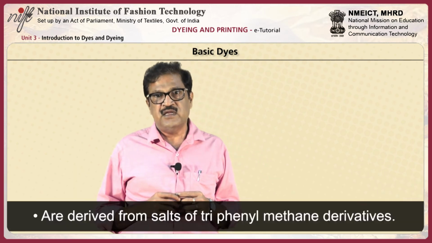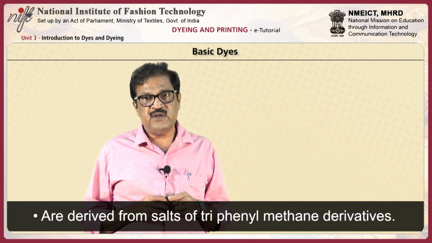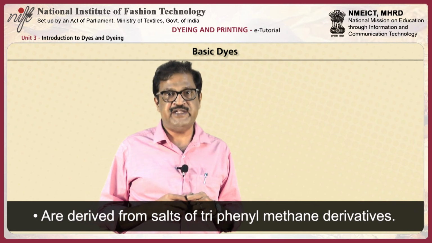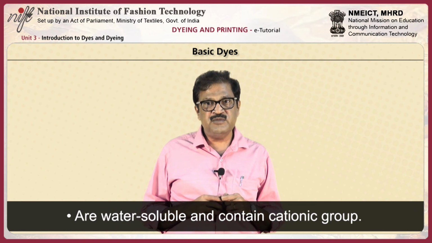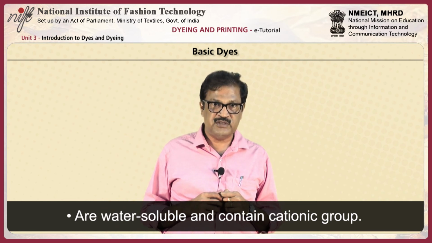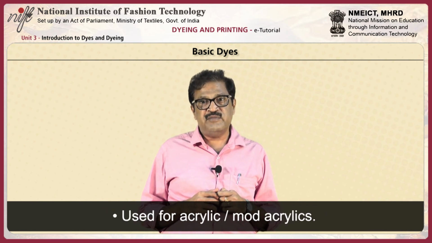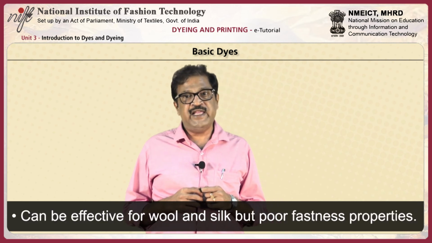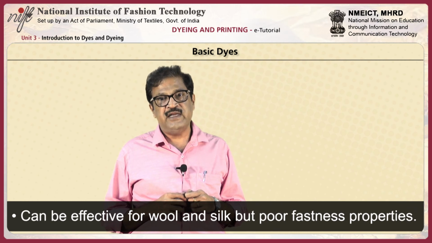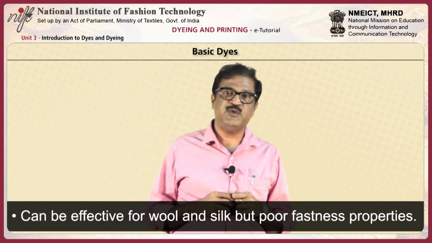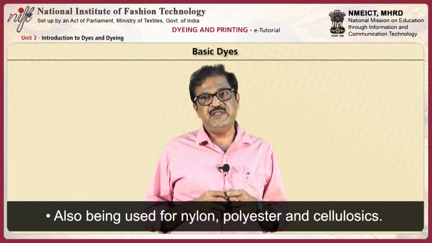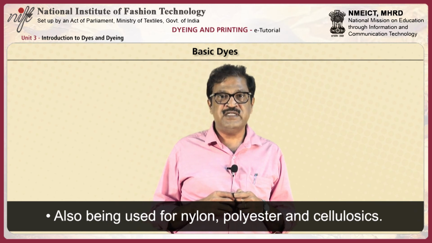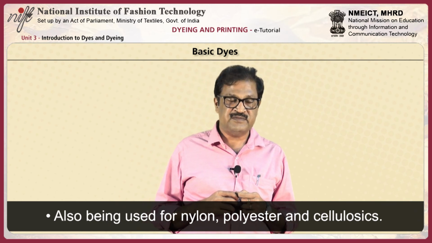Basic dyes. Basic dyes are derived from salts of triphenyl methane derivatives. They are water soluble and contain a cationic group. Basic dyes are mainly used for acrylic and modacrylic fibers. They can be effective for wool and silk but with poor fastness properties. They are also used for nylon, polyester and cellulosic materials.